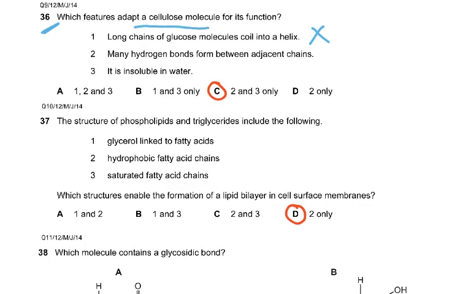6. Which features adapt a cellulose molecule for its function? Long chains of glucose coil into helix, rubbish, many hydrogen bonds, and insoluble. So that was 2 and 3.